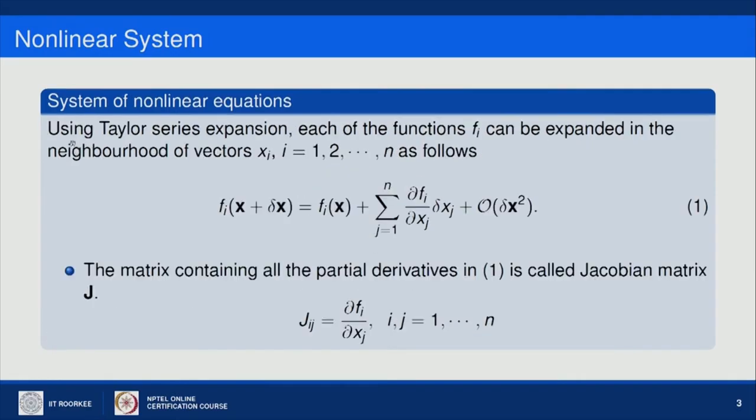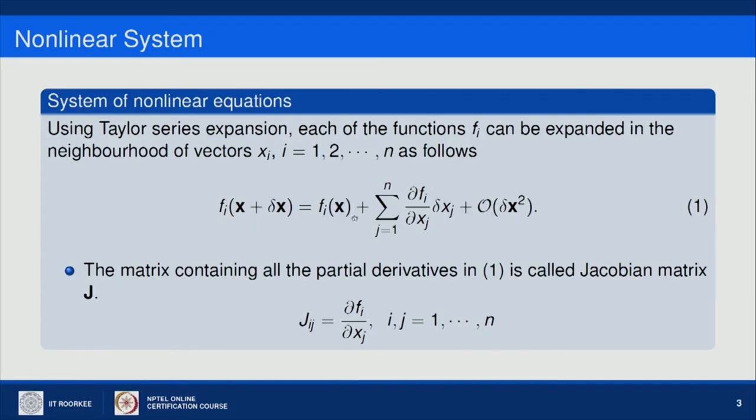Now using Taylor series expansion, each of the functions fi, where i is from 1 to n, can be expanded in the neighborhood of the vector x, that is x1, x2, ..., xn. So using the Taylor series expansion, we can write fi(x plus delta x) equals fi(x) plus the summation over j equals 1 to n of del fi over del xj into delta xj, plus higher order terms.